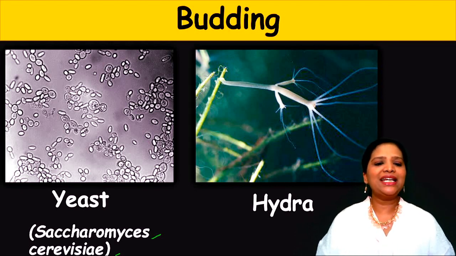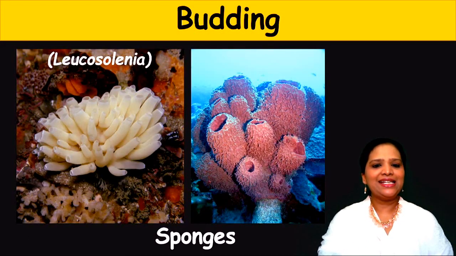For example, you see yeast. The biological name for yeast is Saccharomyces cerevisiae. Okay. And also in Hydra. What is Hydra? Hydra is a freshwater living organism which we could see in the temperate and tropical conditions. So, Hydra, yeast and also Leucosolenia.